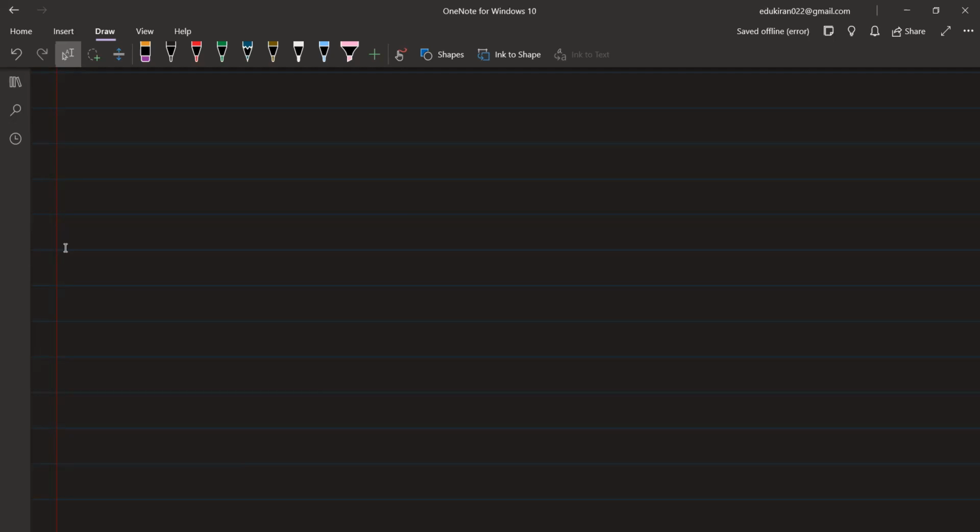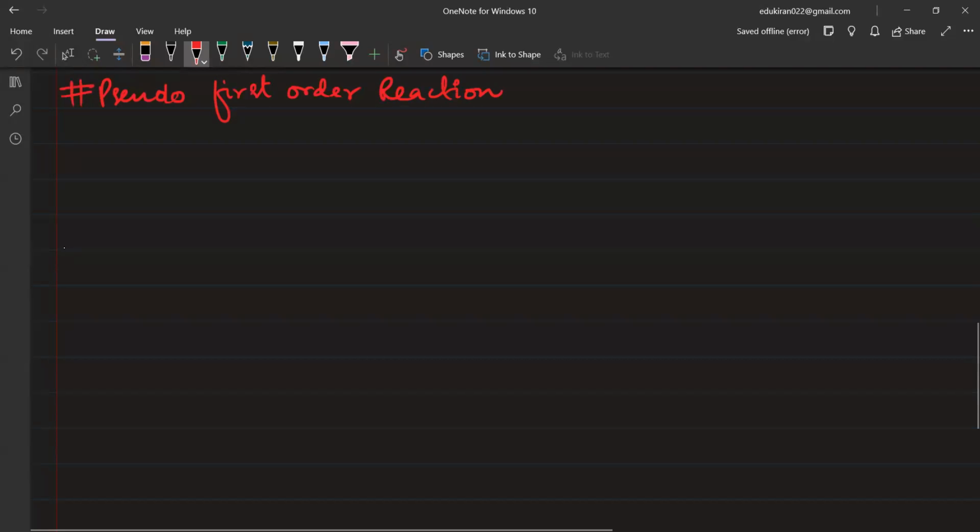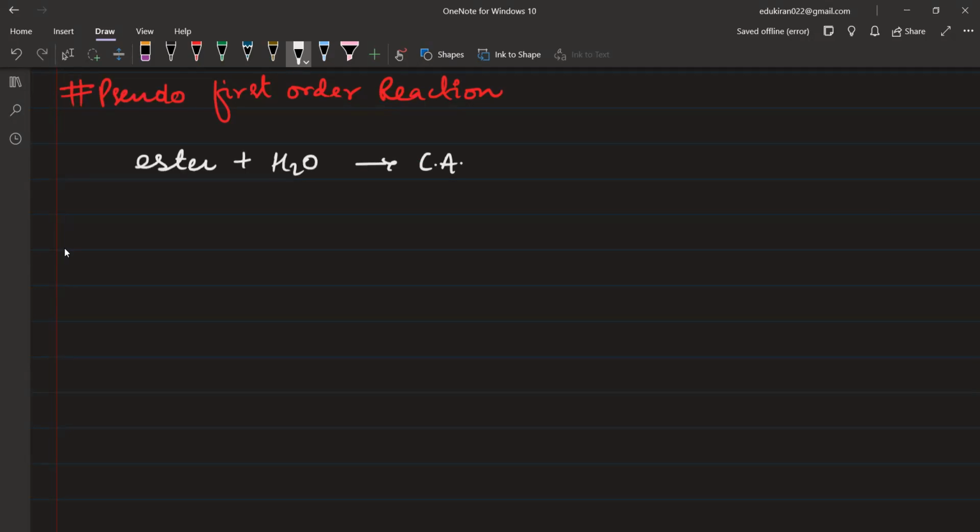For now you write pseudo first order reaction. Now, what is pseudo first order reaction? Let us imagine there is a reaction. You must have learned it in the alcohol chapter that if you add ester and water, you're going to get carboxylic acid plus alcohol. Please don't write this now. You can write it later on.